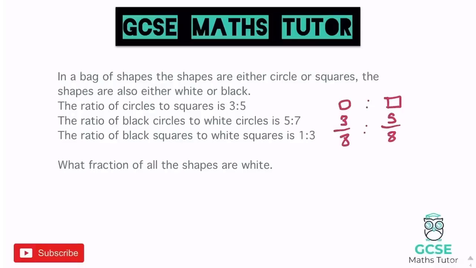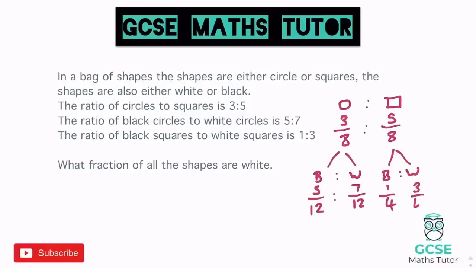And then it gives us some information, so it says the ratio of black circles to white circles is 5 to 7. So if we have a look at this, we've got black and white, and that is 5 out of 12, 5 plus 7, and 7 out of 12 for the white ones, okay? And then it goes on to the squares, so we've got 1 to 3, and again that's black to white. 1 to 3, so it's 1/4 and 3/4.